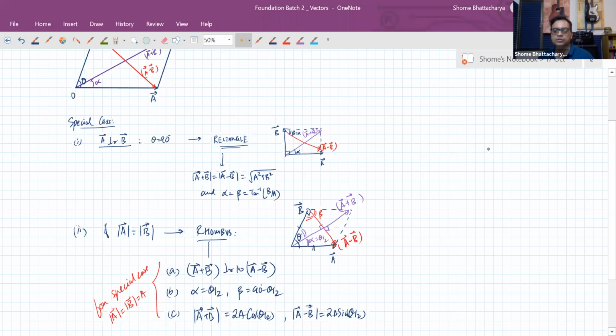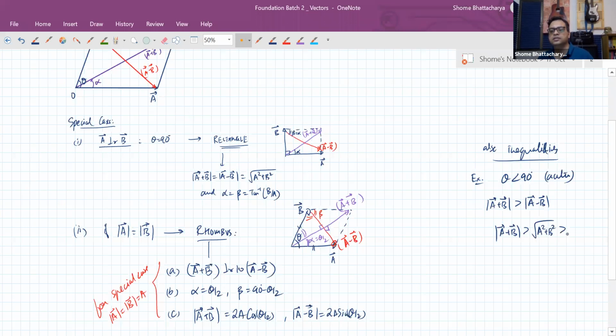And of course we had also seen the inequality theorems. For example, if theta is less than 90, or it's an acute angle, then the magnitude of a plus b is greater than a minus b. And also a plus b is greater than root of a square plus b square, which is greater than mod of a minus b, because cos theta is a positive quantity.